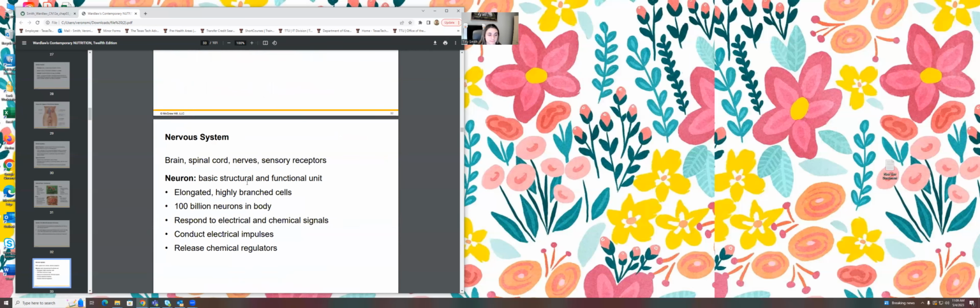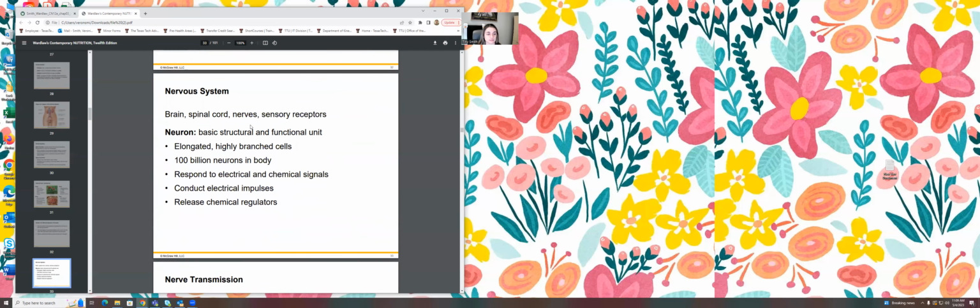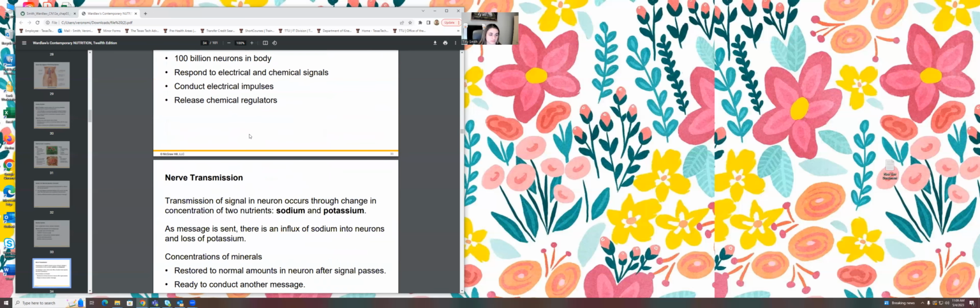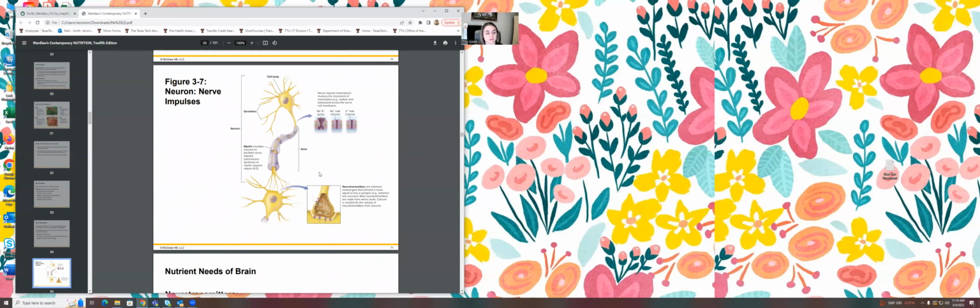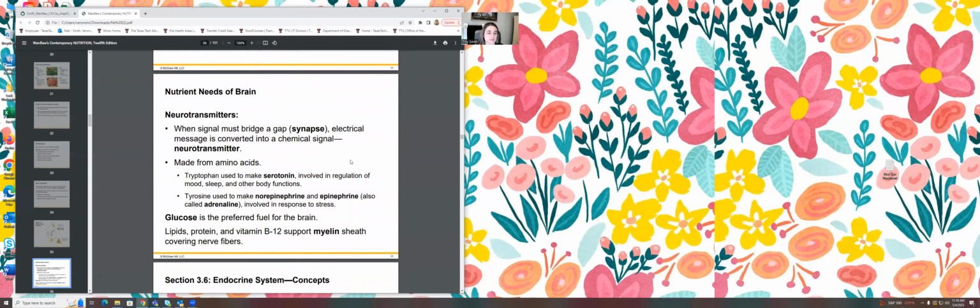So our nervous system consists of the brain, spinal cord, nerves, sensory receptors. Nerve transmission is a signal in a neuron that occurs through a change in concentration of two nutrients, sodium and potassium. So if we have too much salt, it can set off our nervous system. If we have not enough salt, it can set off our nervous system. Same with potassium. A little diagram of your nerves, and the nutrients that the brain needs will be like your neurotransmitters.